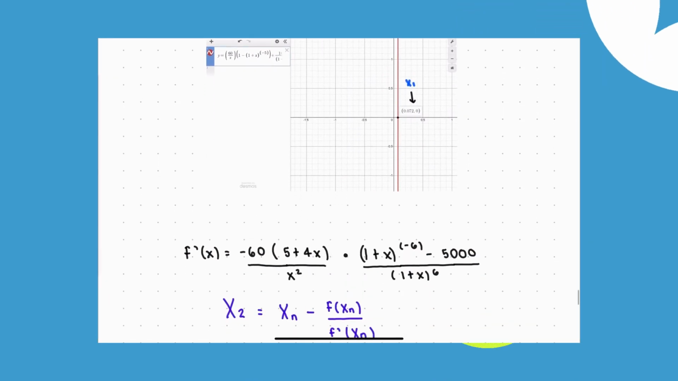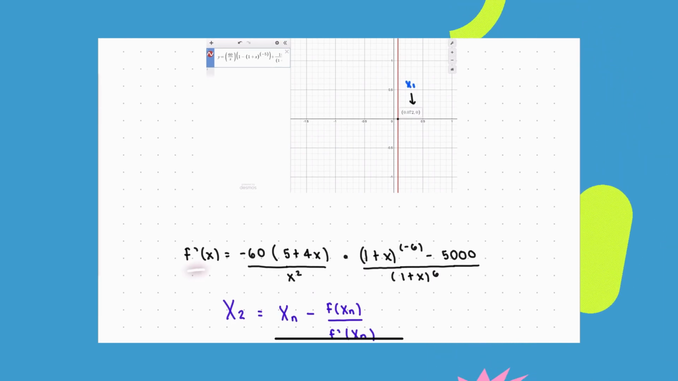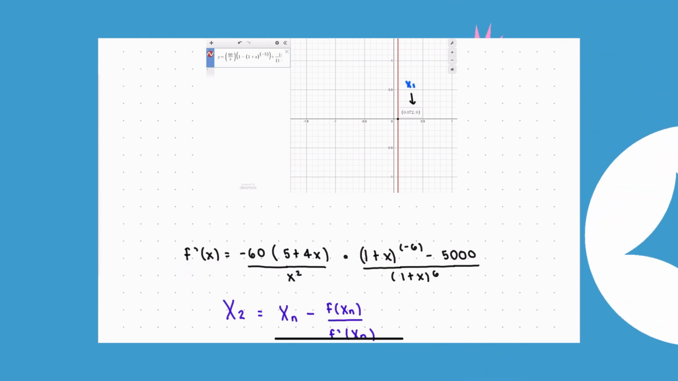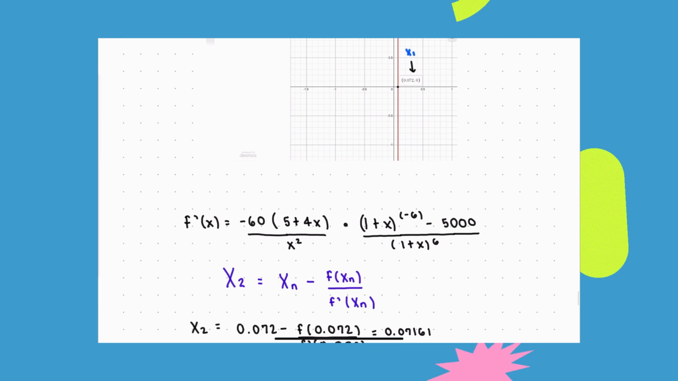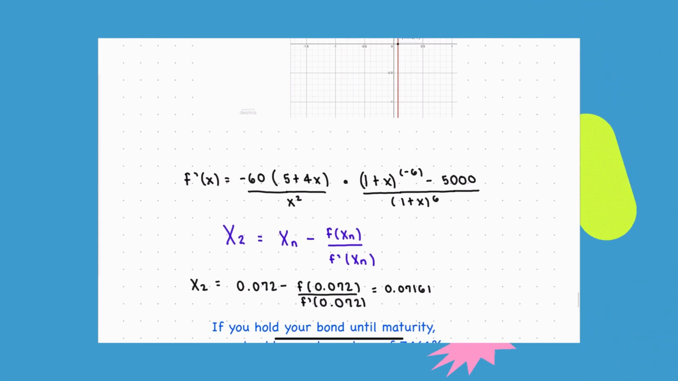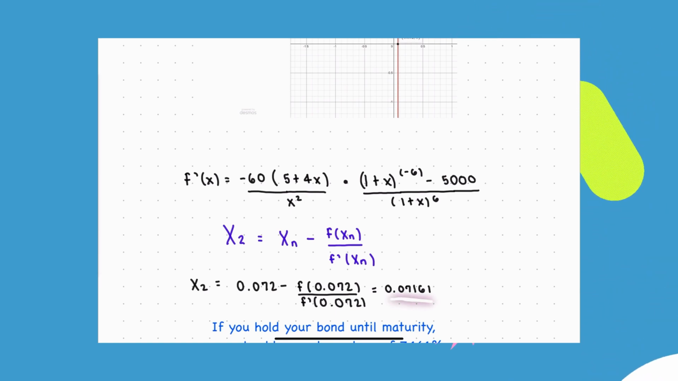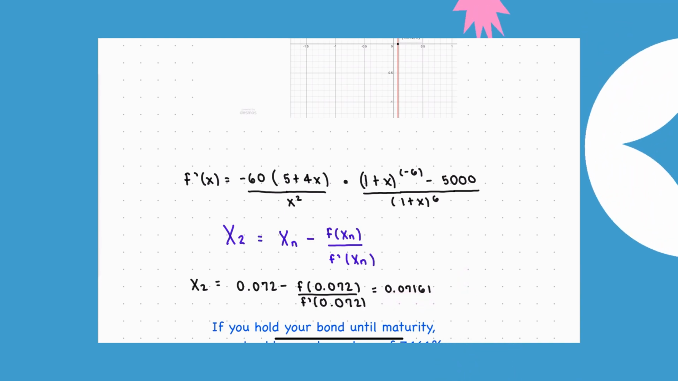Then we take the derivative of f of x, which is f prime of x is equal to negative 60 times 5 plus 4x over x squared, all times 1 plus x to the negative 6, minus 5,000 over 1 plus x to the 6th. Now, let's say our initial guess is 0.02, which is 7.2%. We just need to apply Newton's method consecutively, and we end up with 0.07161 after only one repetition, which is very close to the x-intercept of the graph.